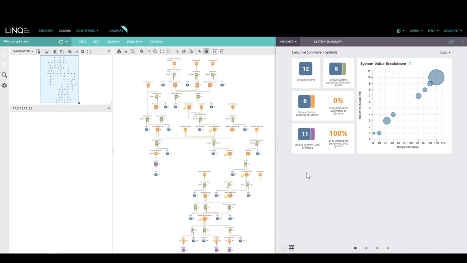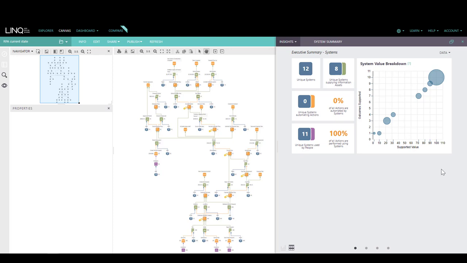It shows us that in this particular digital twin, we've captured 12 unique systems, 8 of which are supplying information assets to the processes that are required to deliver our business outcomes. We also get the numbers about automation and manual use. So in this digital twin, there is no automation of any actions. 100% of them are performed by people.